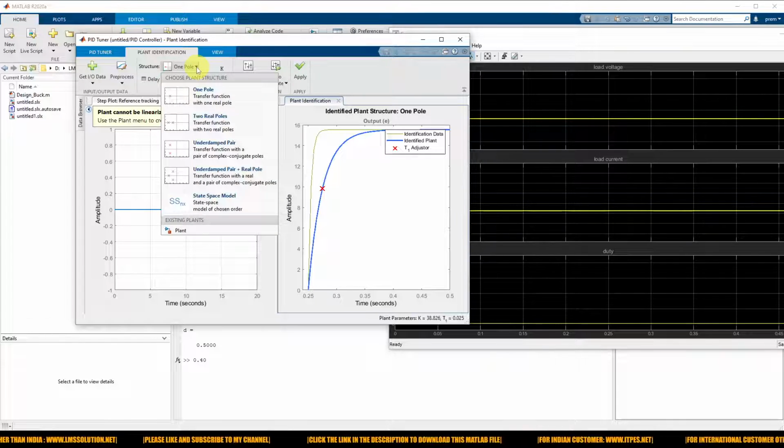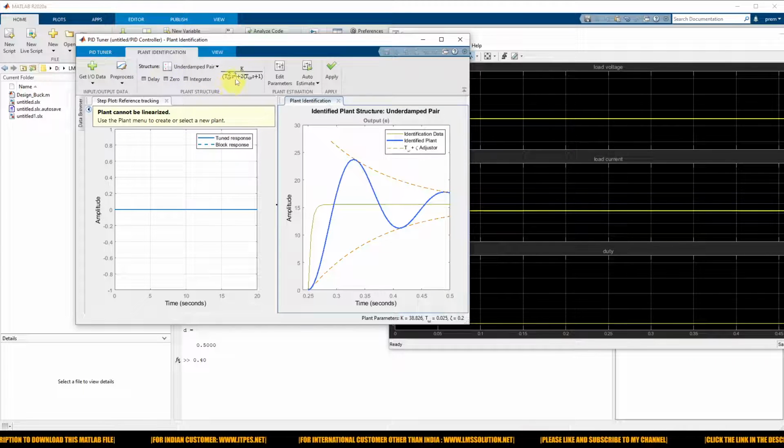For identifying the plant, we have different kinds of transfer functions. There are one pole, two real poles, an underdamped pair, and an underdamped pair plus a real pole. So many things are available. I'm going to use the underdamped pair transfer function. After clicking that, you can see here these are K, T, omega, and theta, the parameters of the transfer function. They should be identified based upon this identification data.